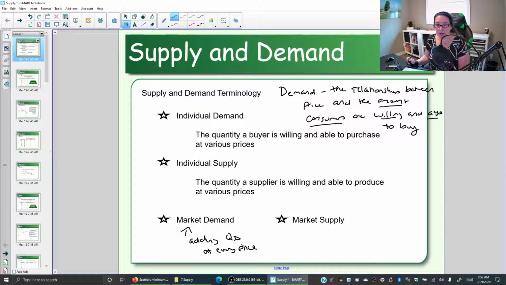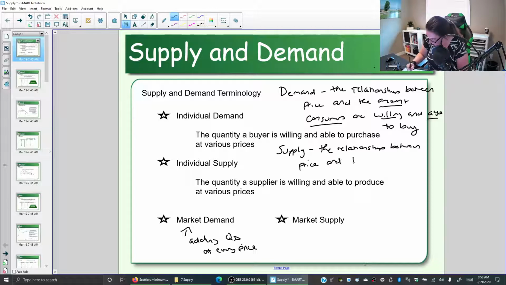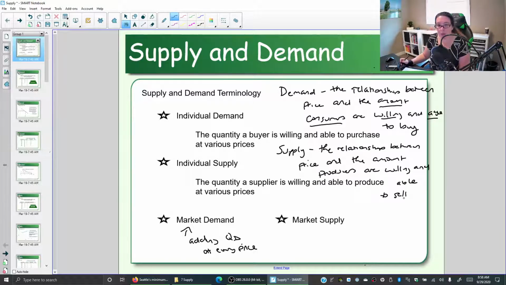Supply is from the business or producer's perspective. So when we define supply, we are looking at the relationship between price and the amount producers are willing and able to sell. So again, we're looking at how a price change changes quantity. This time though, we're looking at that quantity, that amount, from the producer perspective instead of the consumer, but still we're looking at willing and able.